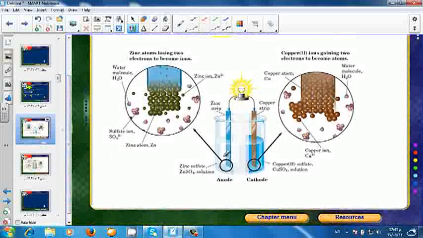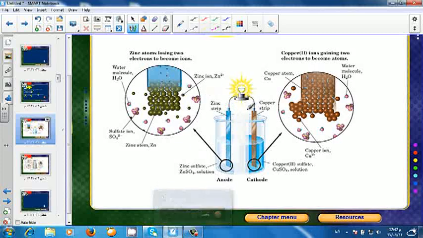Here is the zinc strip, or the zinc plate, immersed in zinc sulfate solution, and copper immersed in copper sulfate solution, and we connect them with an external wire. You can connect any device you want to operate, and it will work, because electrons transfer from the zinc to the copper, from the anode to the cathode, within the external wire. Zinc represents the negative electrode, and copper represents the positive electrode.